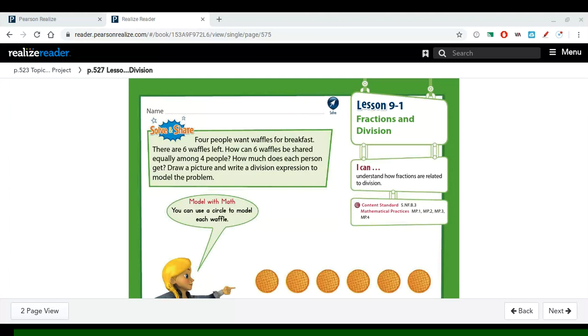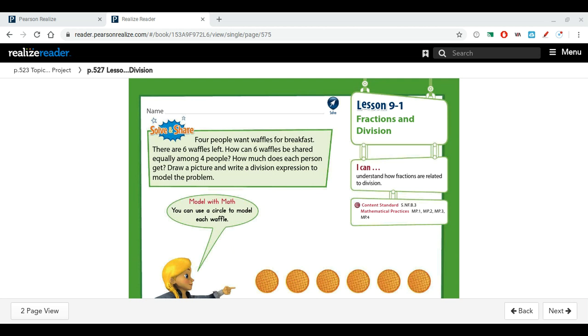So in this topic, we are going to wrap up our focus on fractions. We're going to look at fractions and division. And so our focus for this lesson is going to be fractions and division, so you can understand how fractions are related to division by using visual representations and creating division expressions.